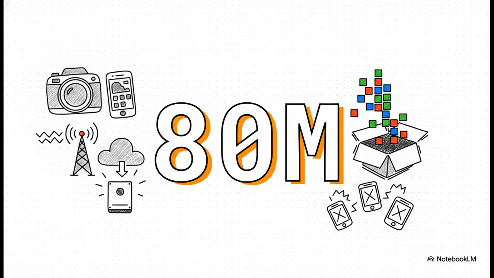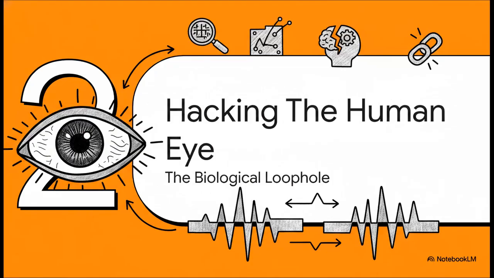If we had to actually send 80 million bits every single time we took a quick selfie, it would literally crash our cellular networks and completely fill up your hard drive in a matter of days. We desperately needed a fix for this. Which brings us to part 2, hacking the human eye, the ultimate biological loophole.